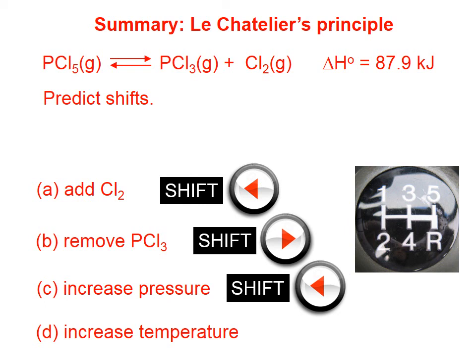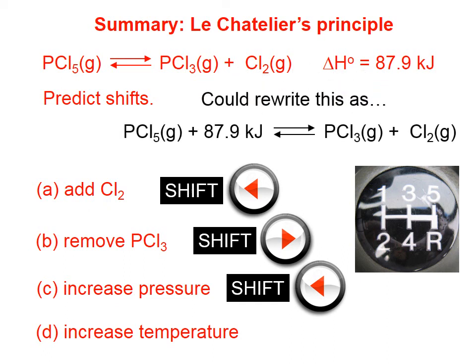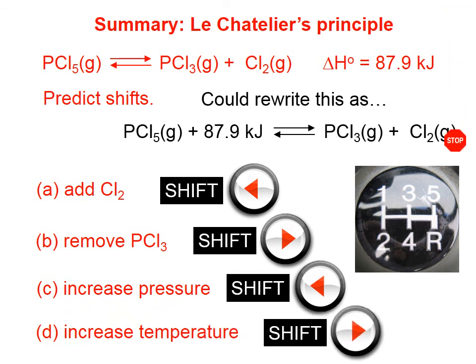What about increasing the temperature? We're told in the upper right corner here that the delta H is 87.9 kilojoules. If we wanted to rewrite that into the equation itself, the positive sign of the delta H means that we have an endothermic reaction. The energy term would appear on the reactant side. And now we can see that if we increase the energy, increase the energy, increase the energy, the system is going to say, man, got too much energy. I better get rid of some of that, use it up, shift right.